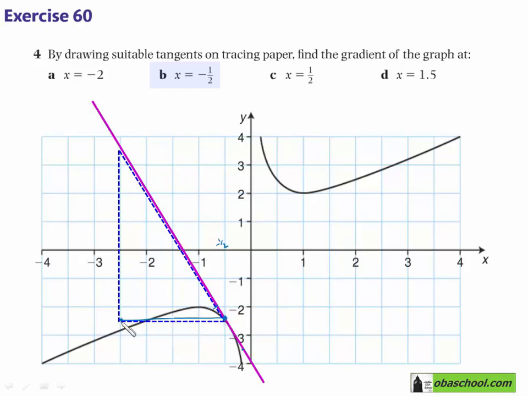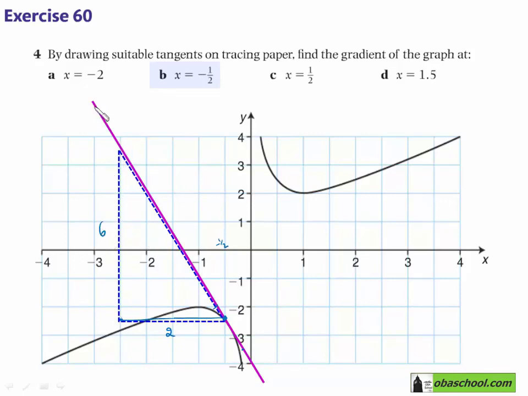The run is equal to 2, whereas the rise, as we have said previously, the scale on the y-axis, each 1 square is equal to 1 unit. I have 1 complete square, 1, 2, 3, 4, 5. Here half and here half, so the rise is 6 units.